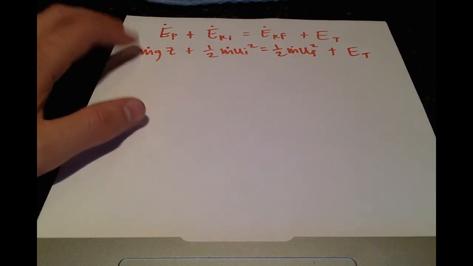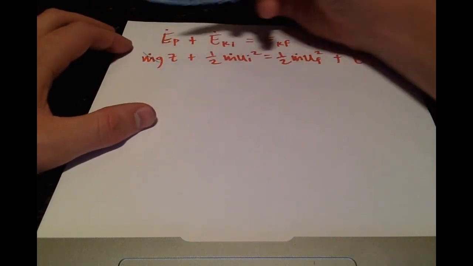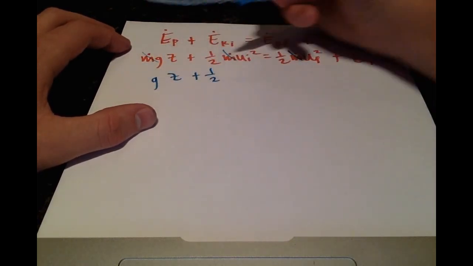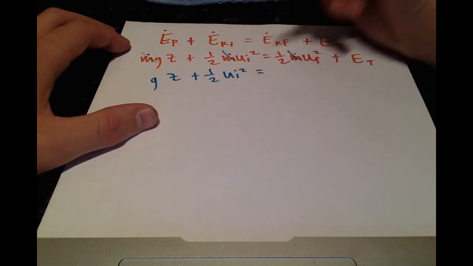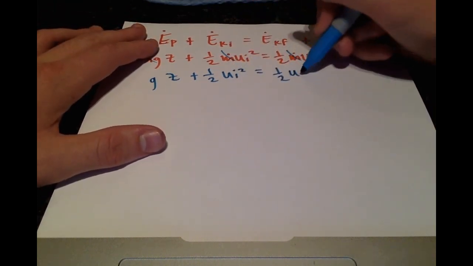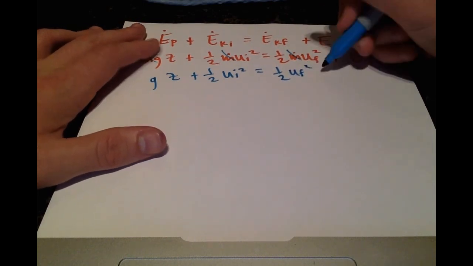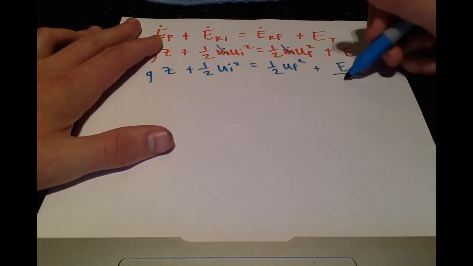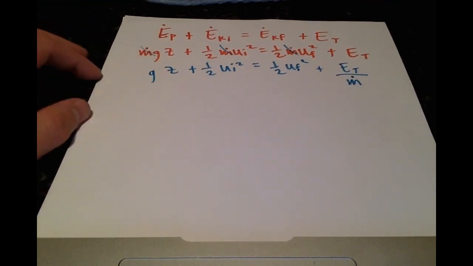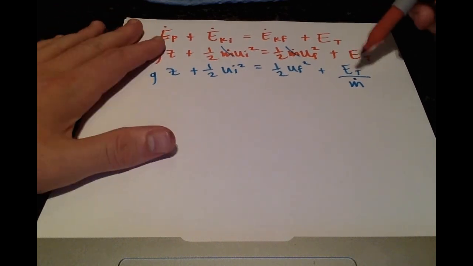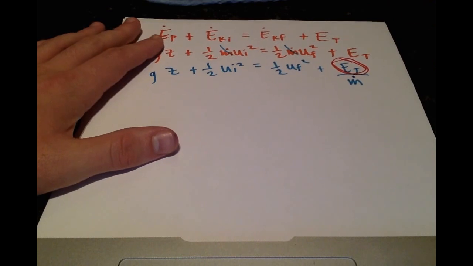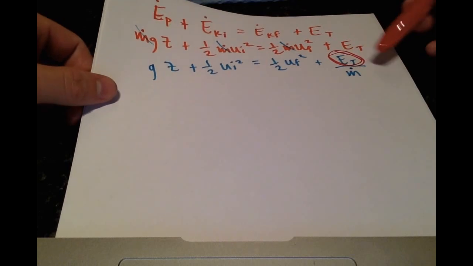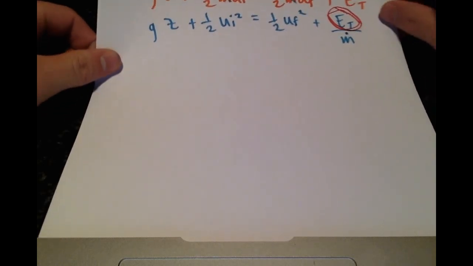And a common thing you'll see people do in these energy balances is they'll divide out the mass flow rate. So that'll just be gz plus 1/2 initial velocity squared equals 1/2 of the final velocity squared plus our power output of the turbine, and we're going to divide that by the mass flow rate. And then what we ultimately want to do is solve for this. And this right here is assuming that it's 100% efficient. We haven't factored in that it's only 93% efficient.